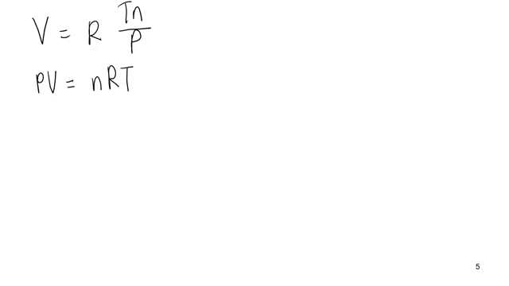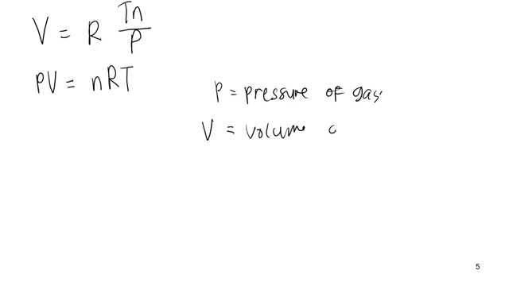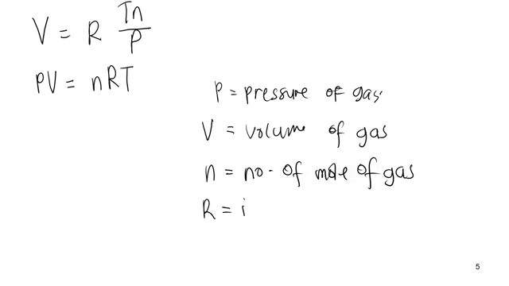Okay. That means we have obtained the derivation for the ideal gas equation. The ideal gas equation is V equals RTn over P. So we rearrange it to make it easier to memorize: PV equals nRT. This is the rearranged form. Here, P is the pressure of the gas, V is the volume of the gas, and n is the number of moles of gas. R is the ideal gas constant.